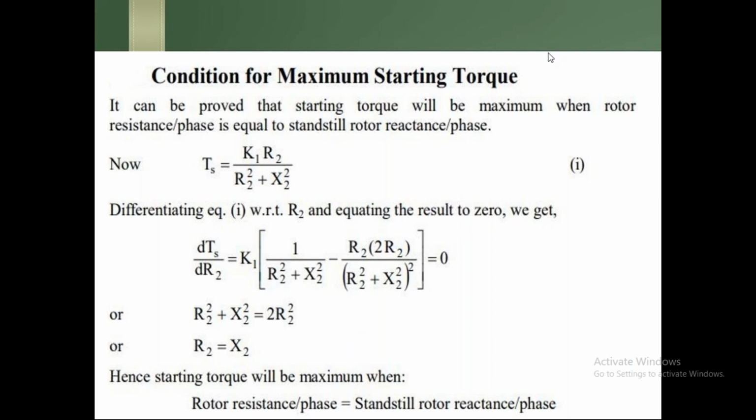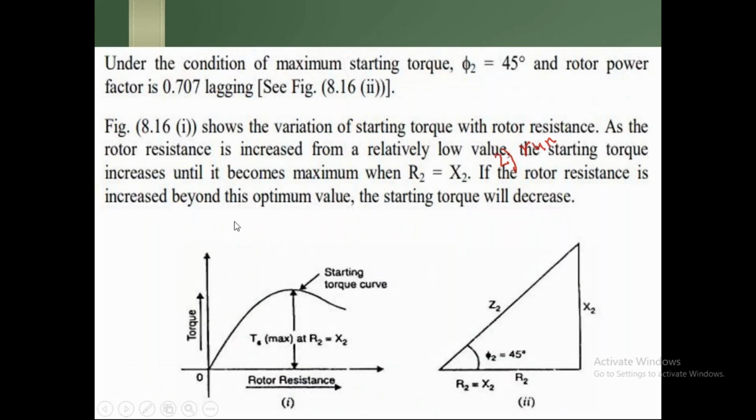Right. Now we are going to derive the torque equation for the second case, that is, at running condition. See here, this is the relation for the maximum condition. Under the condition of maximum starting torque, phi 2 is 45 degrees and the rotor power factor is 0.707 lagging. The figure shows the variation of starting torque as the rotor resistance is increased from a relatively low value. This is the starting condition.